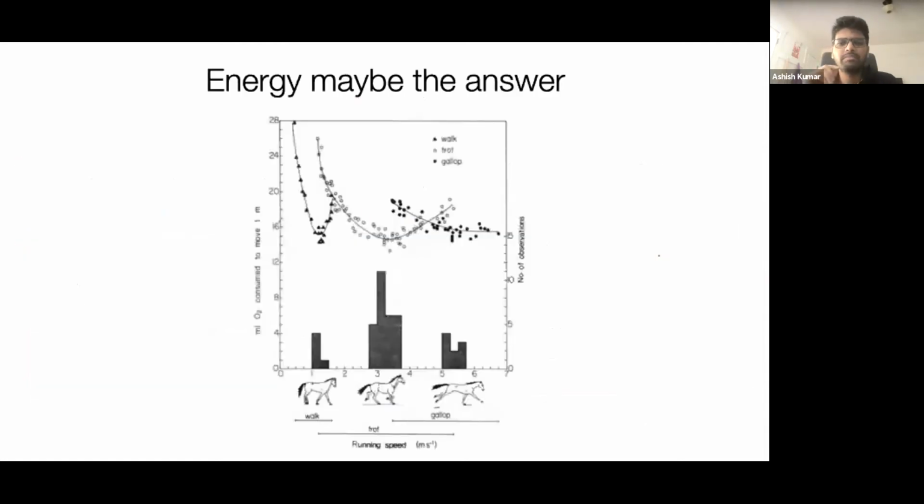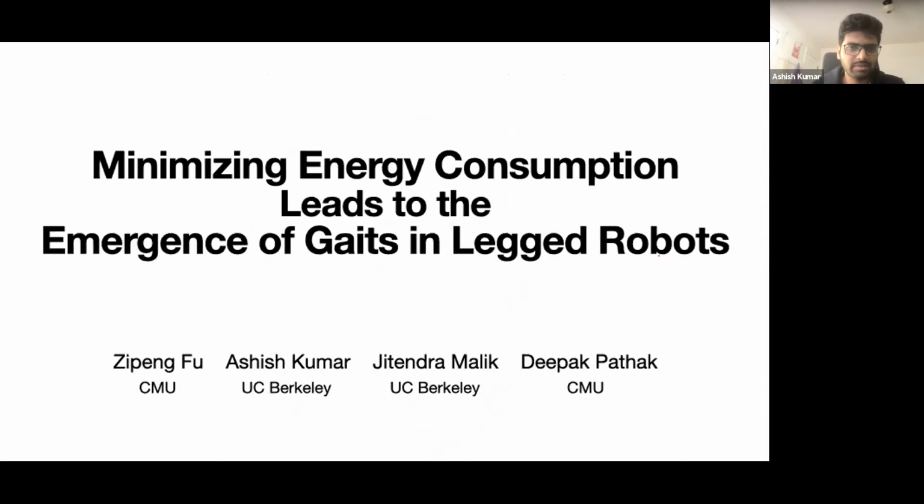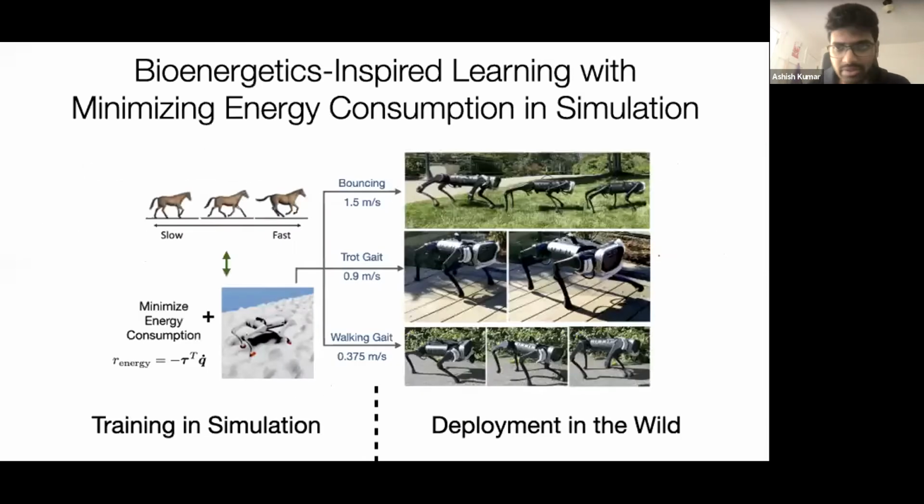What they did in this experiment is that they took a horse and they asked the horse to walk at different speeds. And they measured the oxygen that the horse consumed while walking. And this is a plot that you see. The plot has two things. The y-axis is how much energy is consumed. The x-axis is the speed. But the different curves you see are also the different gaits. On top of this, they were also keeping a note of which gait the horse is using at what speed. And then you see this curve. And this motivates our hypothesis, which is that minimizing energy consumption leads to emergence of gaits in legged robots. So we are going to take a synthesis approach. We'll have the same simulation setup as before.